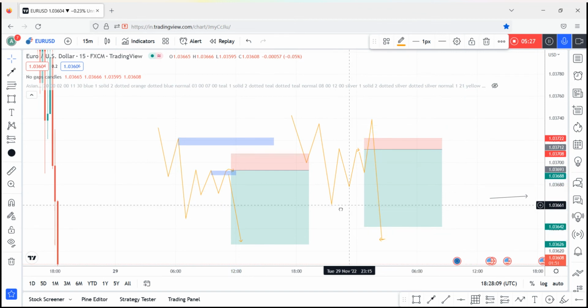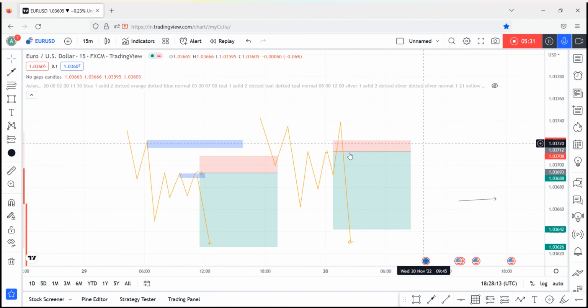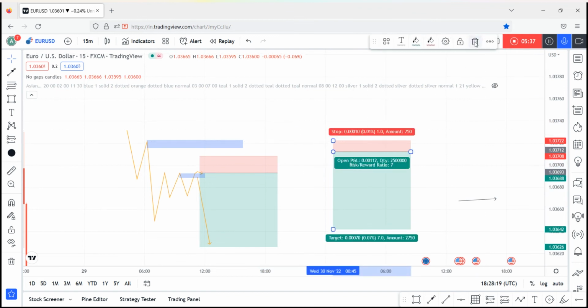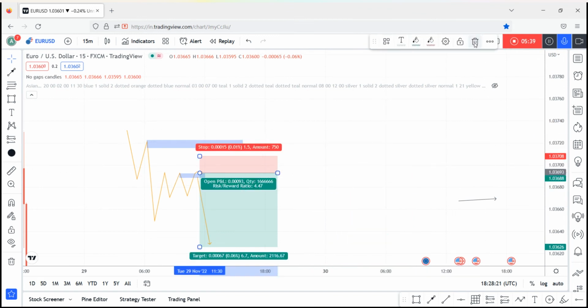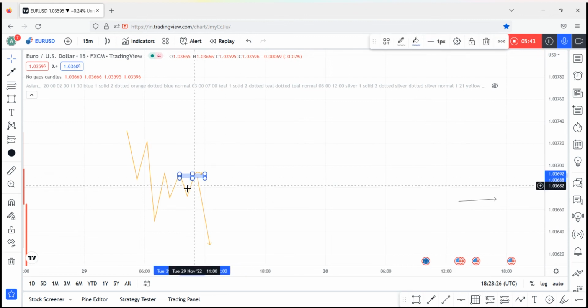Okay, so these are the things, these are the liquidity you can spot. So these are the triple bottom. So let's talk about the trend line liquidity. Okay, so what is the trend line liquidity? Let me tell you.